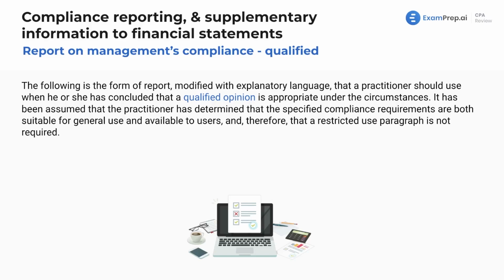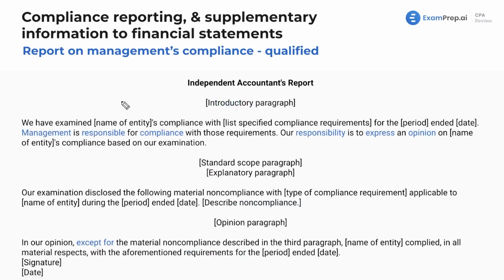Here, we're going to talk about that qualified opinion, similar to other engagement types, similar to an audit. We have qualified opinions, we have adverse opinions, we could also disclaim the opinion. The following we're going to see on the next slide is the form of the report with all of the qualified opinion language and how it should look. We see here we've examined compliance with the requirements. Our responsibility is to express an opinion. We're going to have an explanatory paragraph about why it's qualified. Our examination disclosed the following material noncompliance.